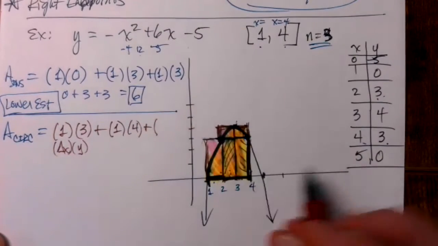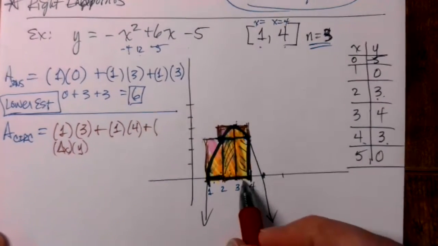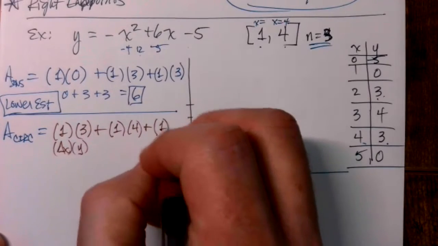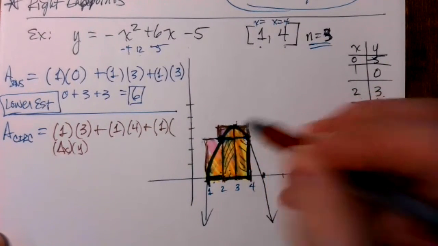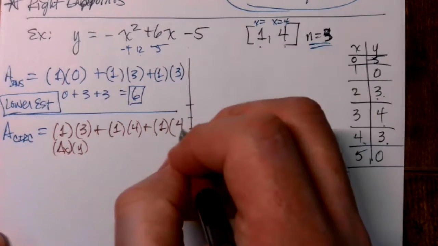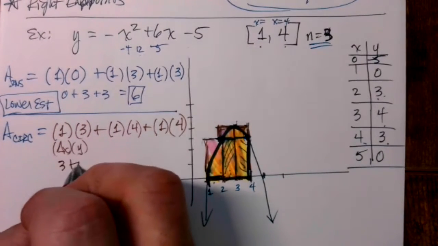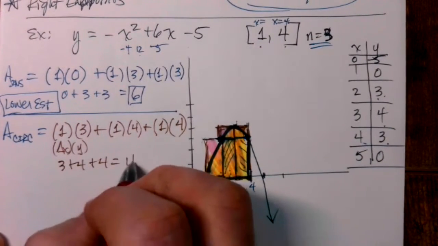So we're talking about the different ways you can do these approximations. So for 3 to 4, again, it's 1 wide. And the height of this one, again, on the outside still happens to be at x equals 3. So this is going to be 3 plus 4 plus 4, which is 11.